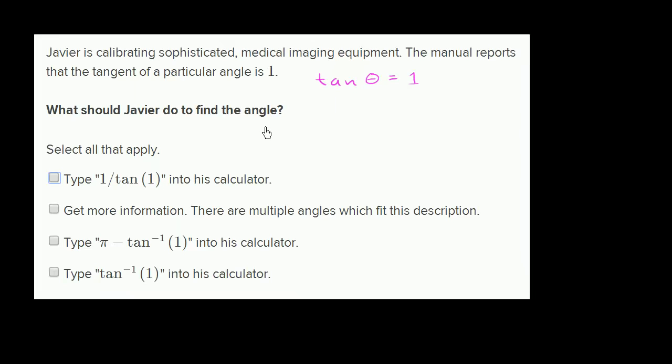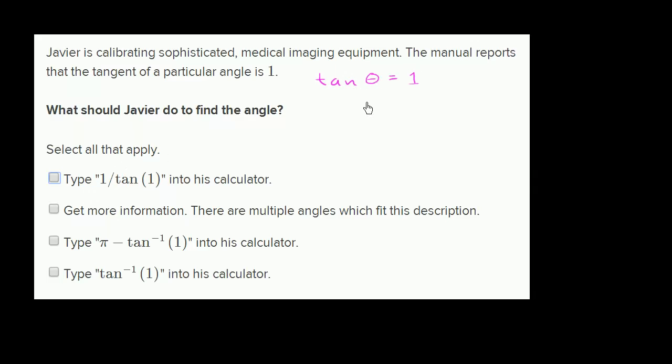And I encourage you to pause this video and look at these choices and think about which of these he should do to find the angle. So let's look through each of them. Actually, instead of looking at the choices, let's think about what we would do to find the angle. They're saying that the tangent of some angle is equal to 1.